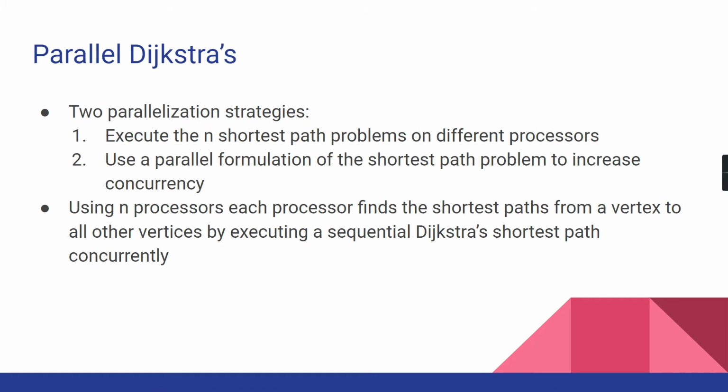For the parallel version of Dijkstra's, there are two different strategies we can use. The first strategy, you execute n different shortest path problems on different processors. And in the second strategy, you actually parallelize Dijkstra's algorithm itself and try to run what you can from it concurrently. And this uses n different processors to find the shortest path from a vertex to all the other vertices using the sequential Dijkstra's algorithm.